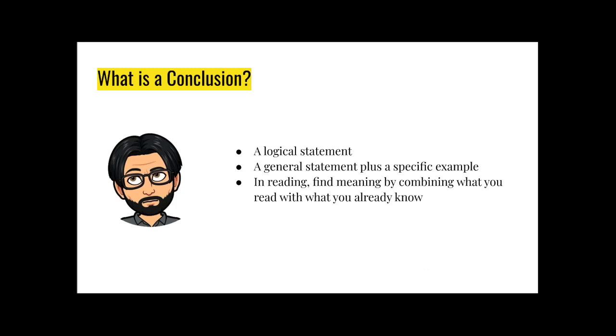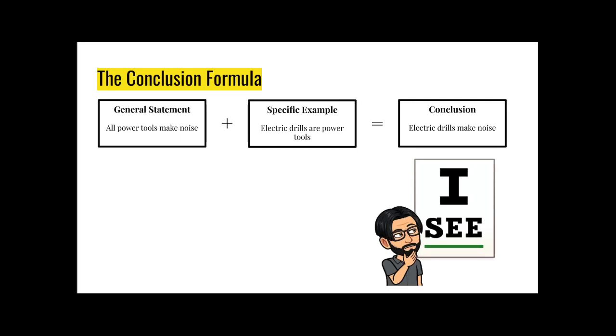Now let's consider conclusions. A conclusion defined is just simply a logical statement. Typically, it's going to be a general statement about something that includes a specific example. So when we read, we're going to find meaning by combining what we read with what we already know. To help understand this a little bit better, let's think about a conclusion as the result of a conclusion formula. That's going to be a general statement plus a specific example, and they will combine to create a conclusion.